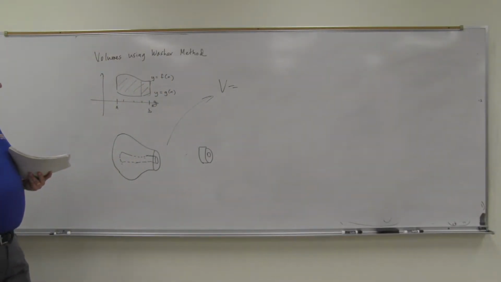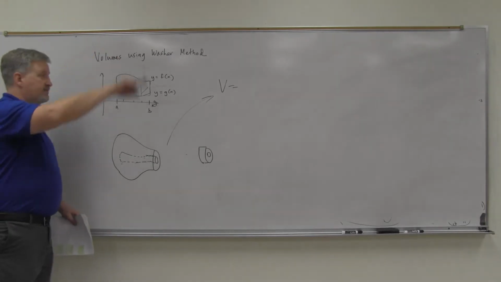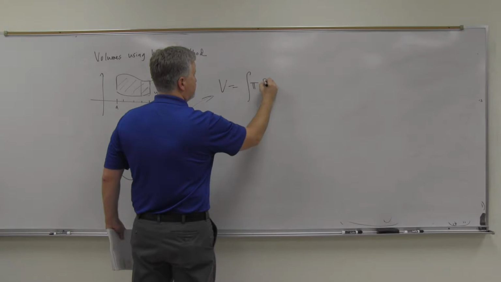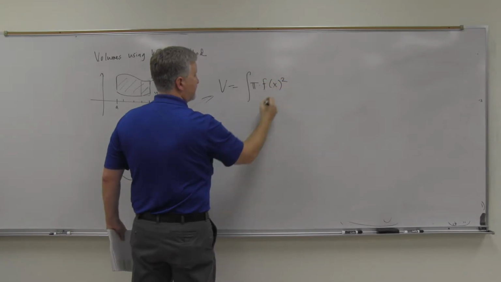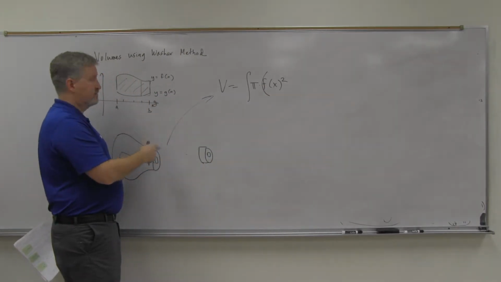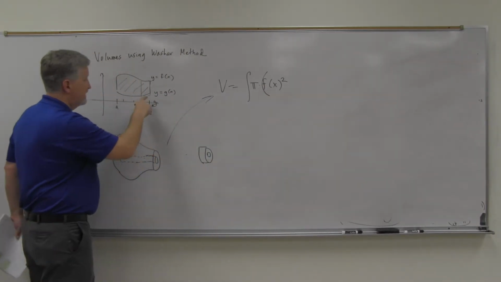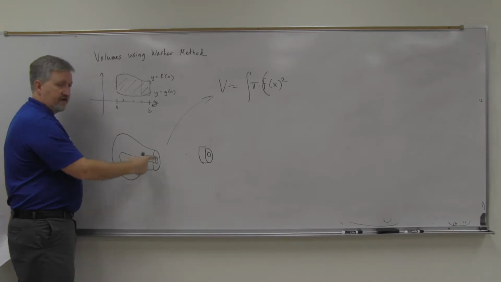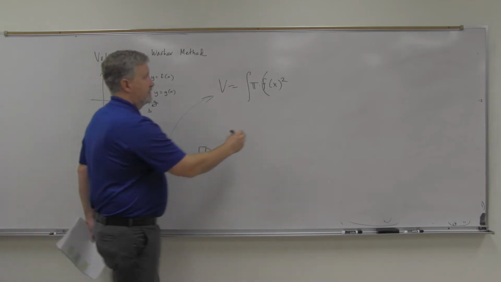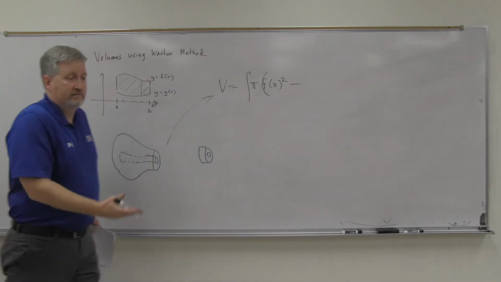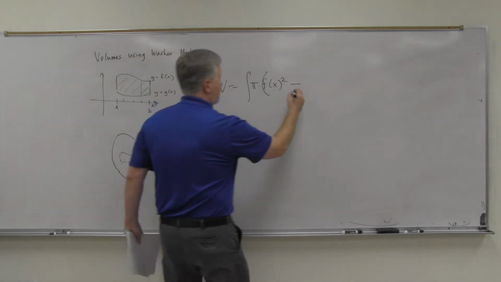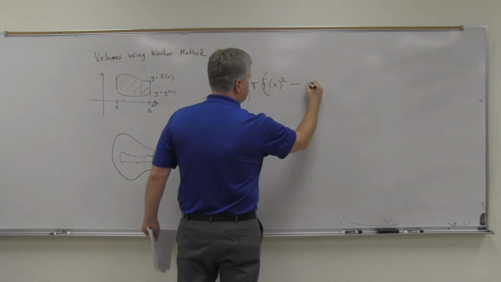Okay. Well, long story short here, the volume of this thing is basically what you do is you take the volume of the outer one, which would be pi times f of x squared, and then subtract the volume of the inner piece, right? Because if I take the volume of the inner piece and subtract that, that's going to give me the ultimate volume I want here. Well, the volume of the inner piece would be pi times g of x squared.